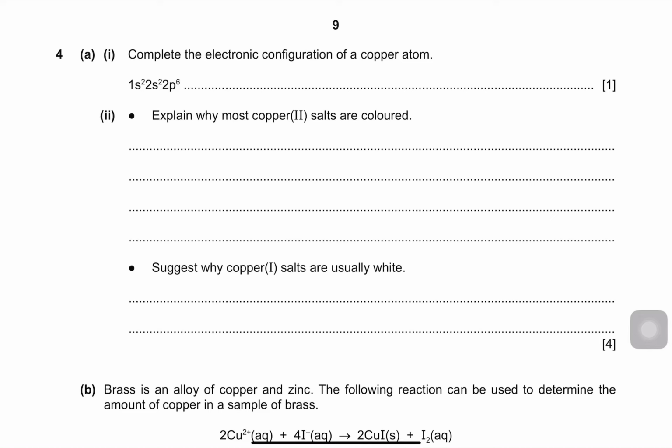So guys, we're gonna continue with this other part of the paper. Question 4 onwards, complete the electronic configuration of copper atom. Copper is atomic number 29. So 1s2, 2s2, 2p6, that is almost like 10 electrons. Then it's going to be 3s2, 3p6. You can add 4s1 if you want, but I'll just do 3d10, and then 4s1.